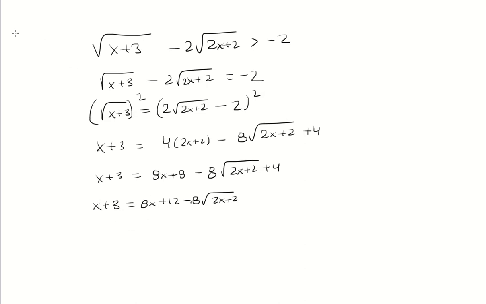We will now bring the square root to one side and then the x plus 3 on the other. And the reason I'm doing that is because I don't want to have negative numbers. It's just easier to deal with positive numbers. So we'll add the 8 square root 2x plus 2 and then subtract the x plus 3. So 8x minus x is 7x, 12 minus 3 is 9. Now I can choose to divide both sides by 8, but I'm going to create fractions that way, so I'm just going to square both sides.